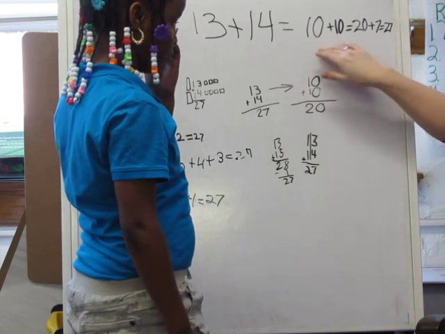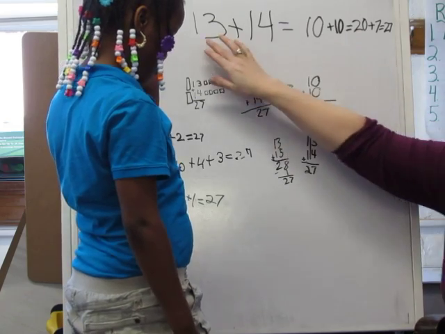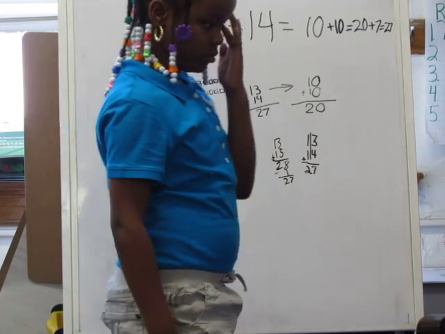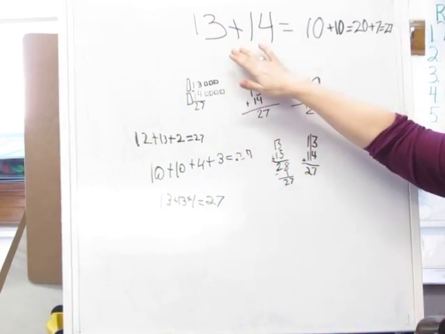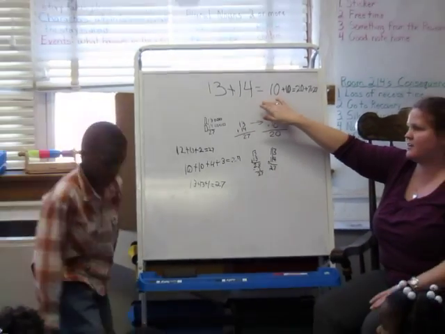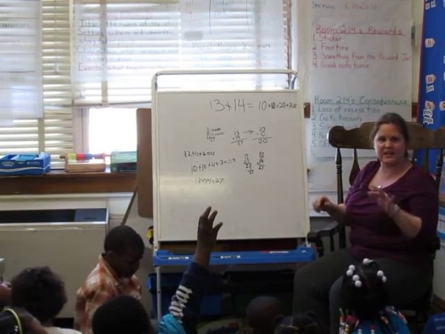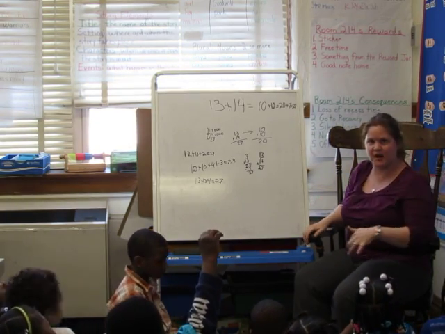She thought of it as a double, 10 plus 10, and he thought of it as breaking it into the values of the digits. Okay? All right, so if we know that 13 plus 14 is 27, let's see if we can take this and apply it to another problem.